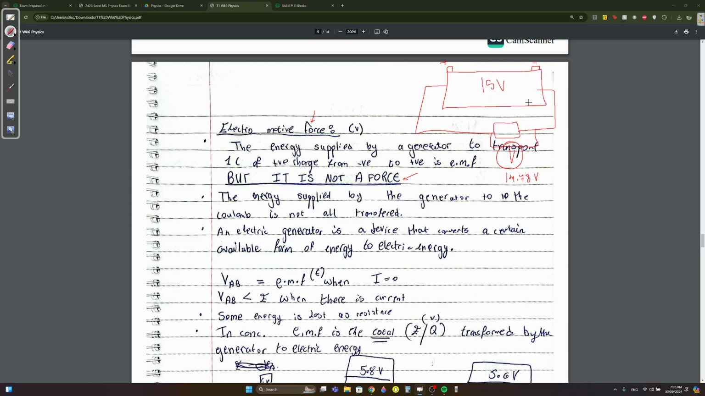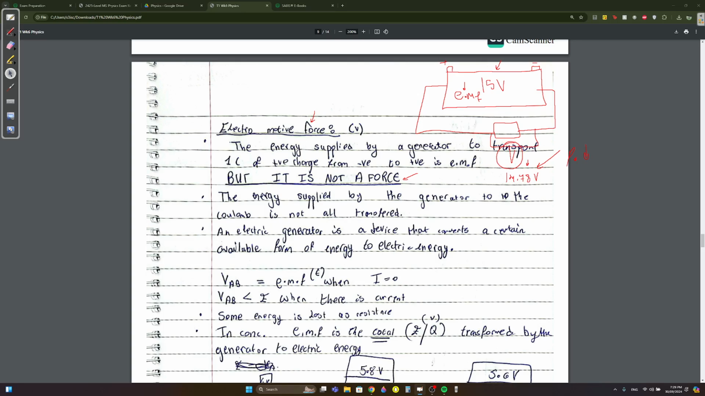Okay, so here, very very easy. The original voltage that you have, the energy supplied by a generator, that is what we call the EMF. This is the energy supplied. Then the final voltage you get, this is what we call the potential difference. They're both in terms of volts, but one is bigger, one is smaller. The smaller one is potential difference, the EMF is 15, the bigger one. Electromotive force. So the energy supplied by the generator to the coulomb is not all transferred.